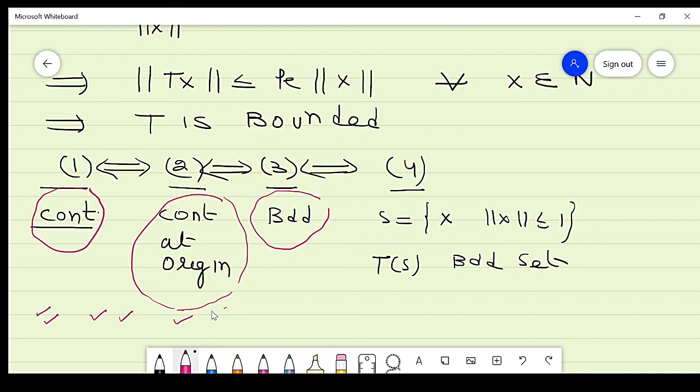So sometimes the theorem is asked in this way: prove that continuity and boundedness are the same in operator theory. Continuity means bounded, bounded means continuous. So that is our result.